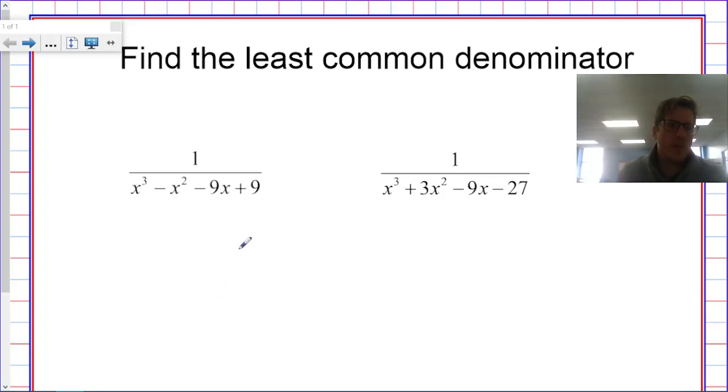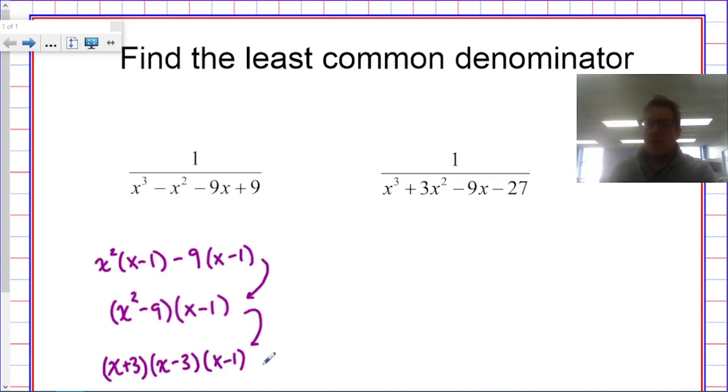I got a quick video on finding a least common denominator. This will also work for finding the least common multiple of the two polynomials that are in the denominators here. So when we're looking to find a least common denominator, the first thing we're going to do is factor each of the denominators. I'm going to do that off screen.